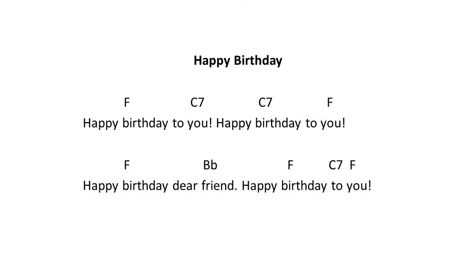F, C7, C7, or F. And typically the charts you'll find online will look something like this. And it gives you the words. You need to know the melody. You need to know how to sing it, and you need to know how that all fits together, and then you put the chords with it.